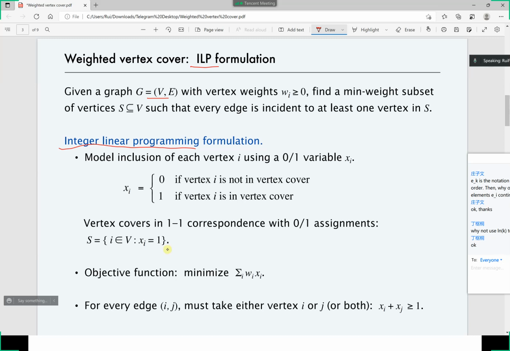The way you interpret this is that xi corresponds to a vertex i. xi equals 0 means that you do not select vertex i into your vertex cover. If xi is 1, then you do put vertex i into your vertex cover. That way, these xi's exactly describe a vertex cover. A vertex cover is exactly the set of vertices whose xi's are equal to 1.